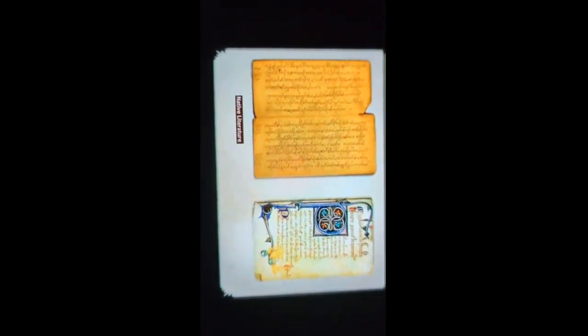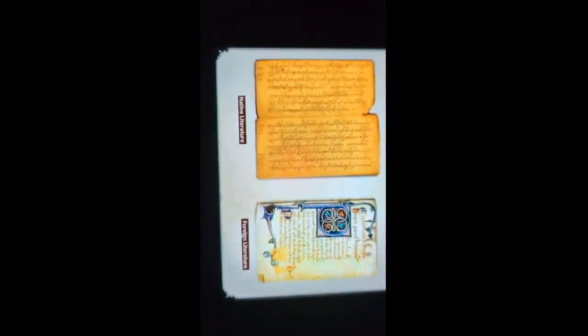Literary sources are original sources of information in the form of documents or recordings created in the past. There are two kinds of literary sources of history: native literature and foreign literature. Native literature is the literature produced by the indigenous people of a given era.